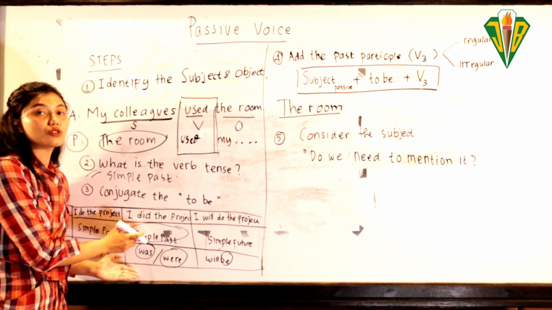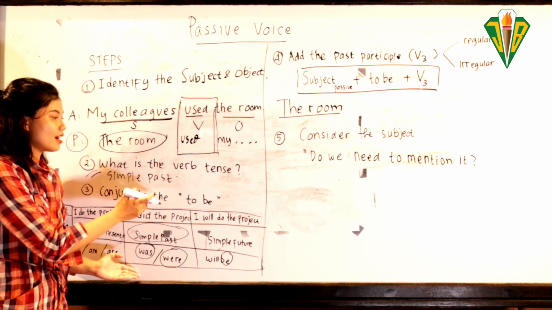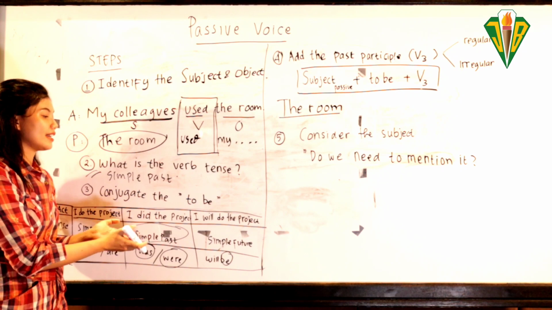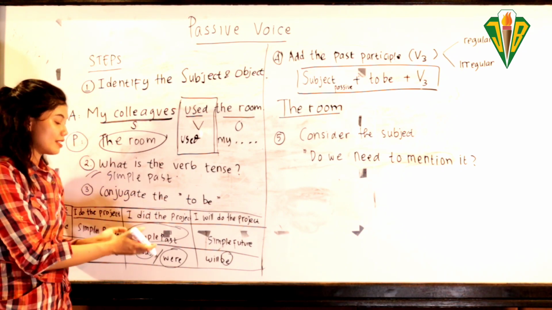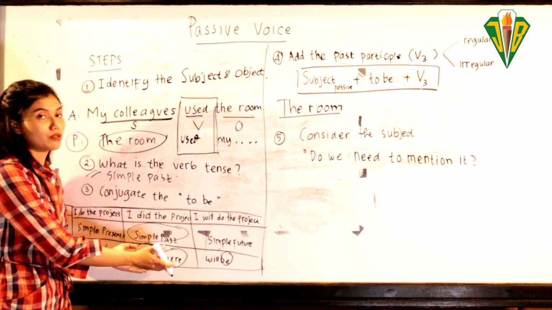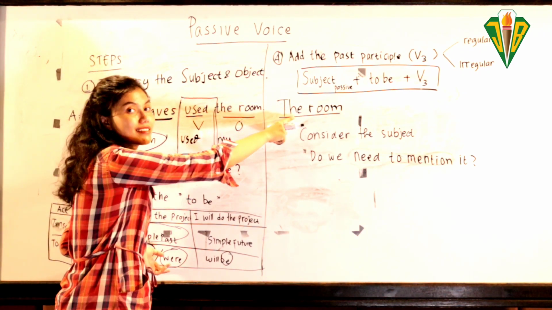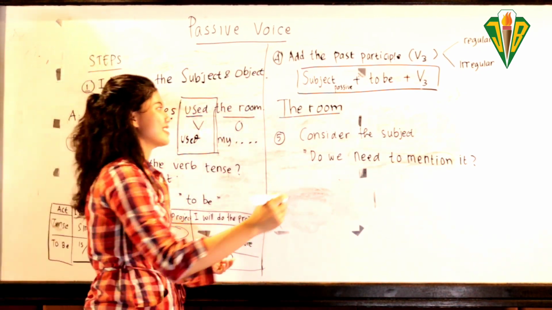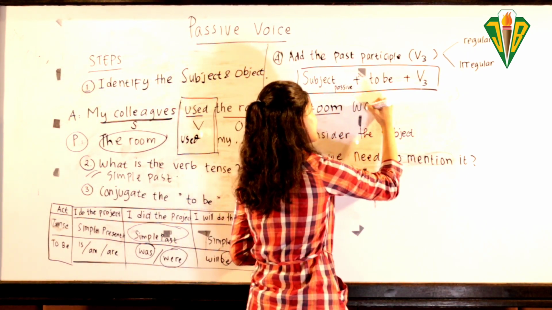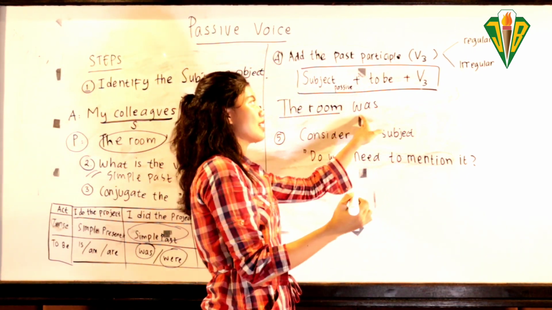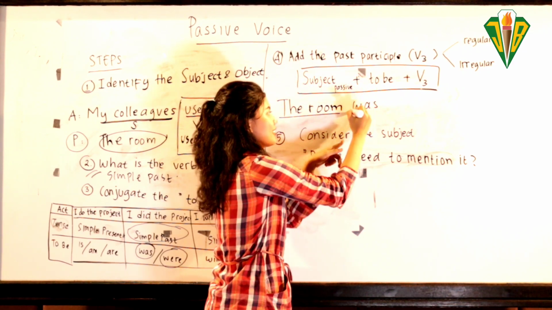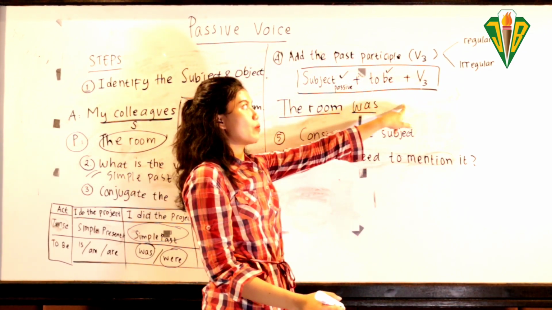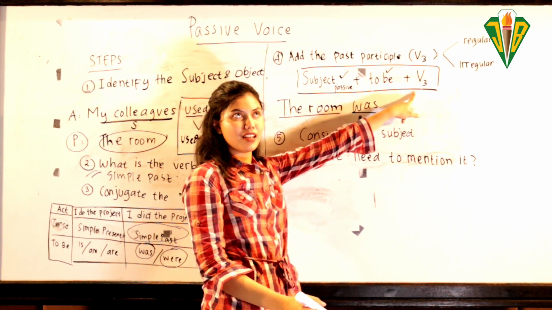In this part, we need to analyze which part it belongs to the sentence. Okay, this sentence is simple past. That's why we use was or were. Because the room is singular, we will use was. The room was. So we already have the to be. This one is clear. We still have past participle.